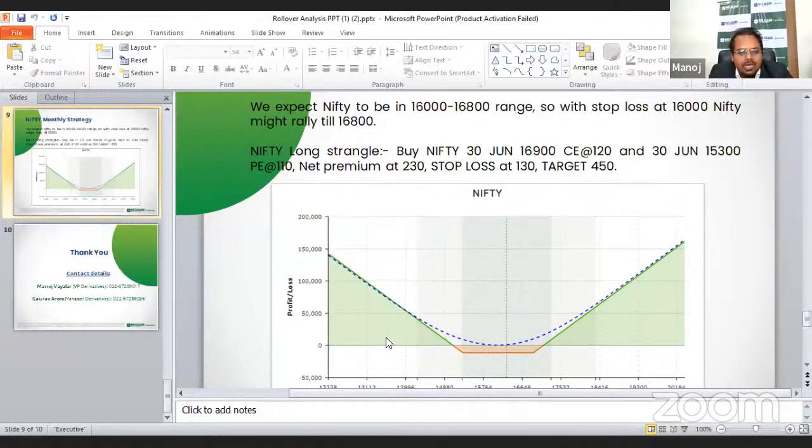So to answer your question, simply divide your premium, whether it is the call or the put option, by the number of days that you have for the expiry, and the answer that you get should be the stop loss for the trade that you have on the long side.